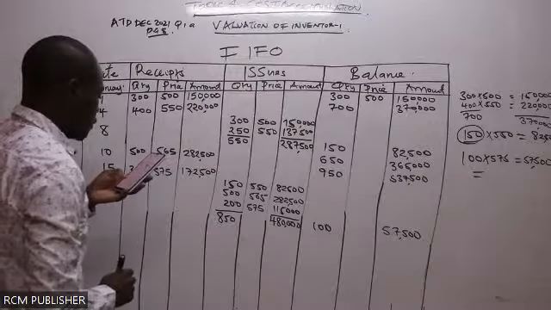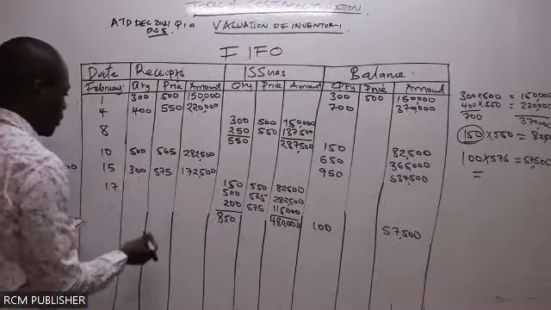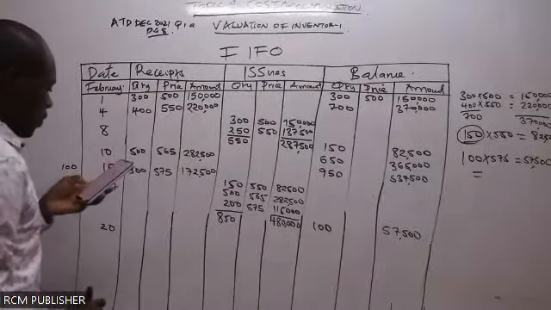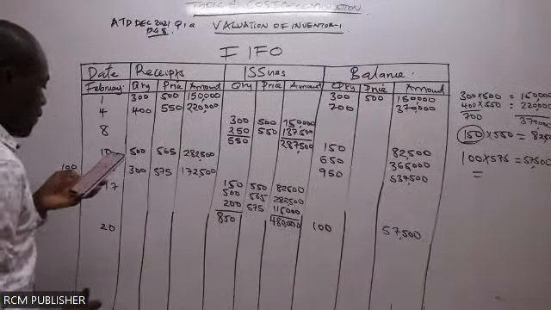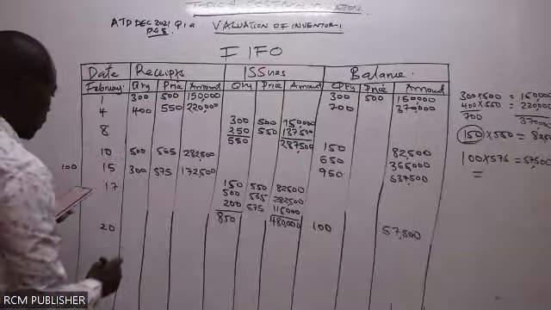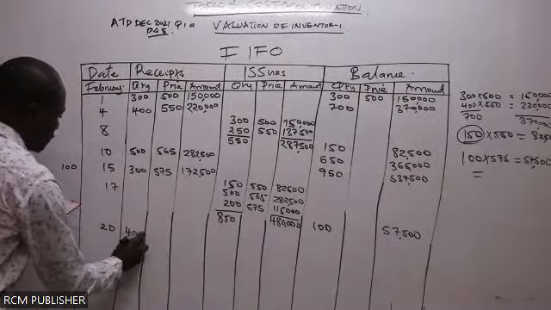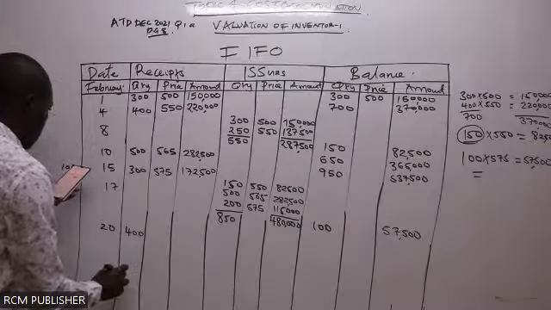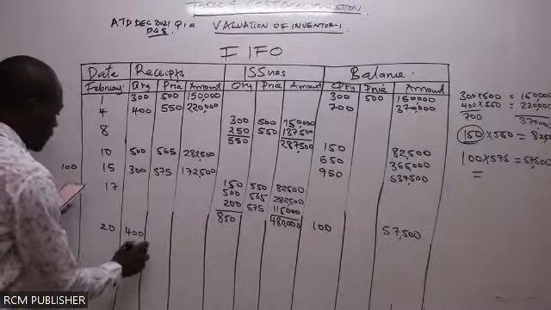From 17th, we should move to 20th. What is happening on 20th? On 20th, they are receiving 400 units, at what price? At 565.